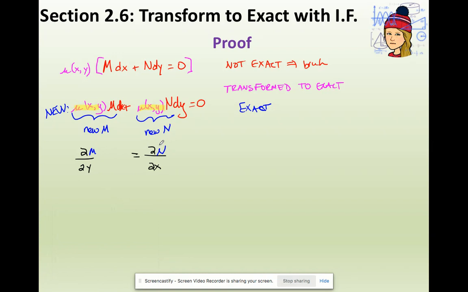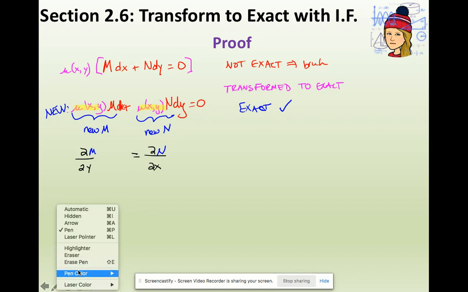Now that blue M and N is not the same as the red M and N, right? It's been transformed. But to check for exactness, I need those mixed partials to be the same. So when I find the mixed partials, I'm going to have an expression with u, and I'm going to try to solve for u. So let's go ahead and work with this side.